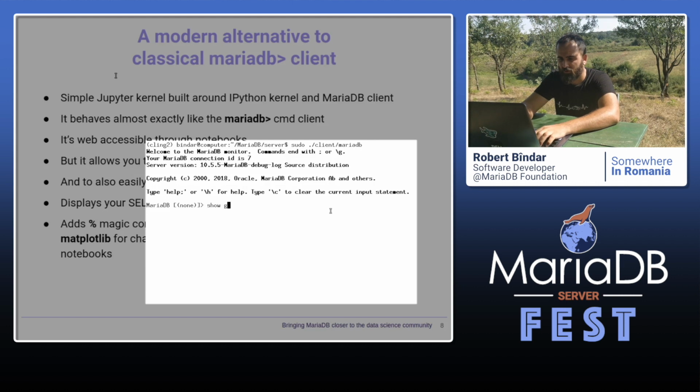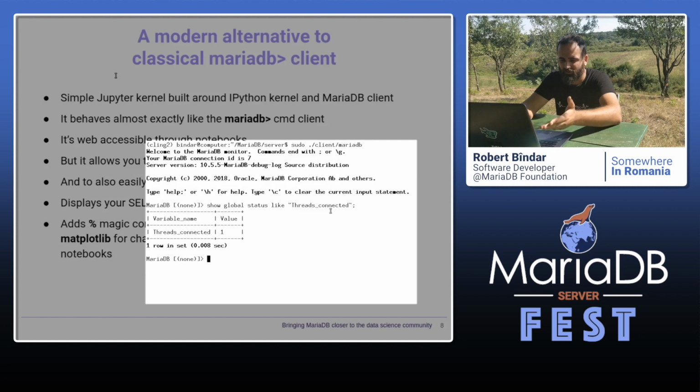And I type show global status like threads connected. And as you can see, there is only one client connected. It's actually this one. So let's close the client and start JupyterLab.